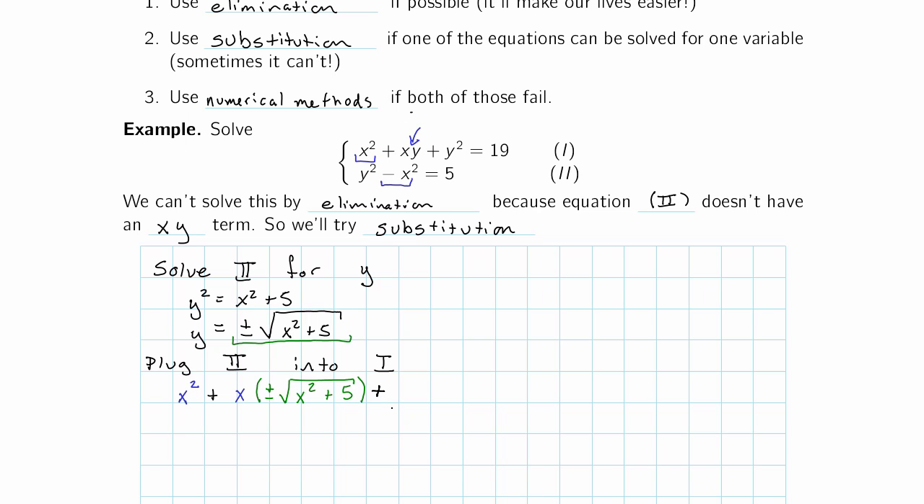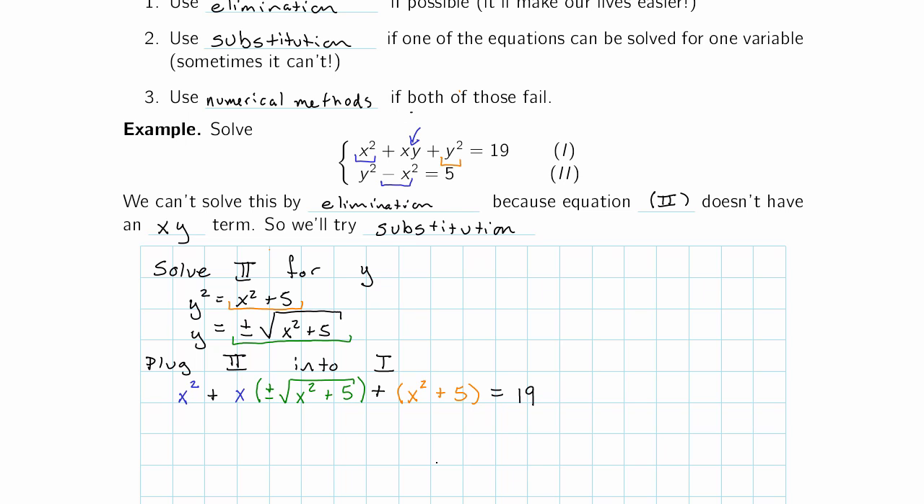Plus. Now, this is a trick that's going to sometimes be useful to us in solving nonlinear equations. I have a y squared here, and I know what y squared is equal to. y squared is equal to x squared plus 5. So I can replace y squared by x squared plus 5 without going through taking the square root and then squaring it again. That would get me back to the same place, but I can just use y squared directly, which is going to save me a little bit of work. And then that's equal to 19.